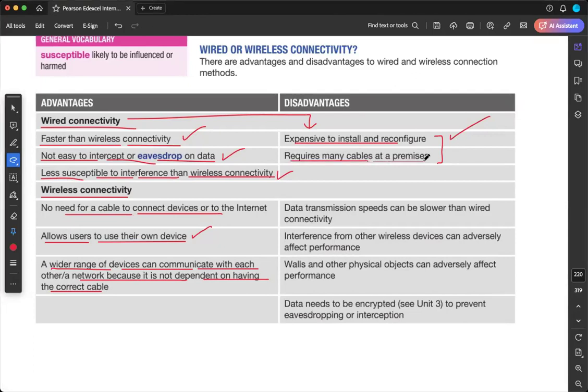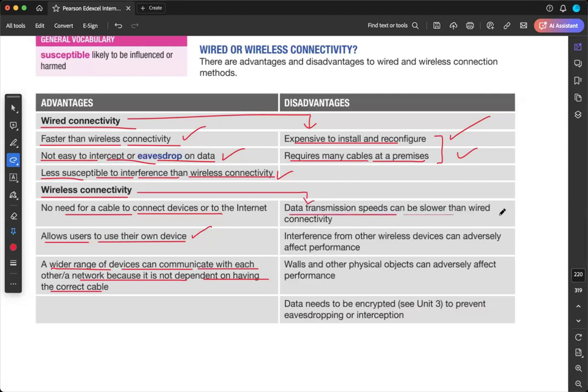Requires many cables. Yes, you need a lot of cables in your home, a jungle of cables. And one day you're going to mess with those cables and you get stuck in the cables. So this is a problem with the cables. So yes, these are some disadvantages. Wireless. Let's see about the wireless.